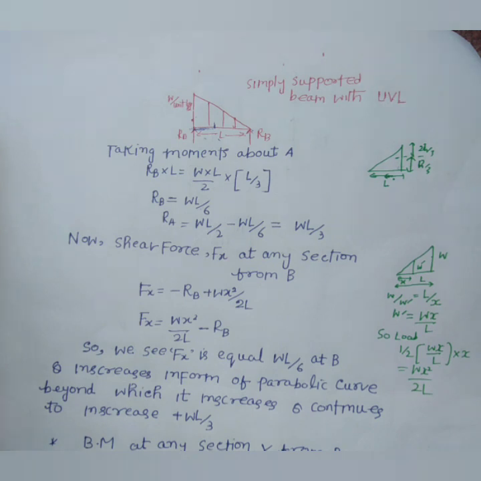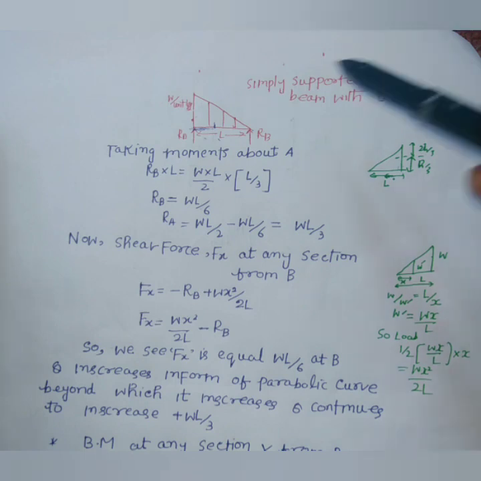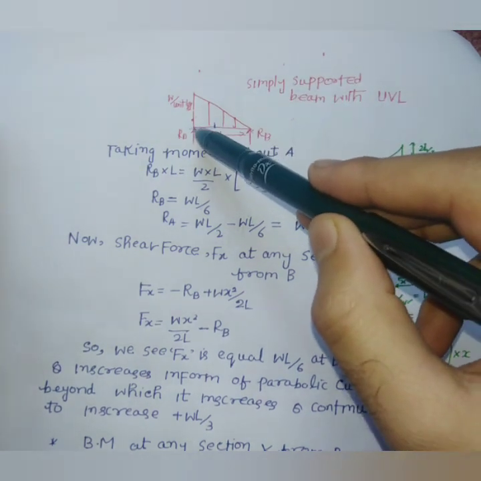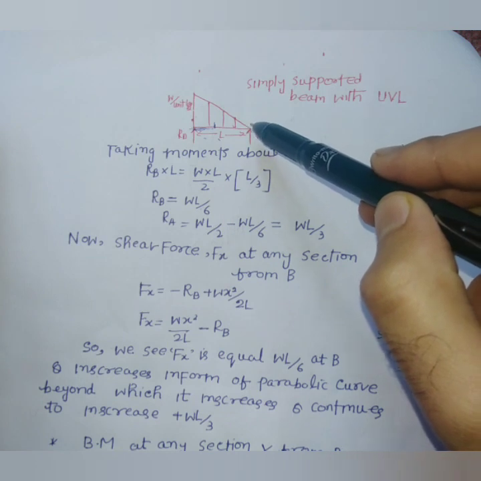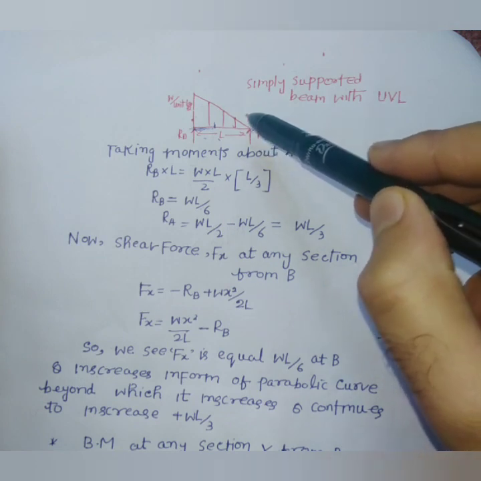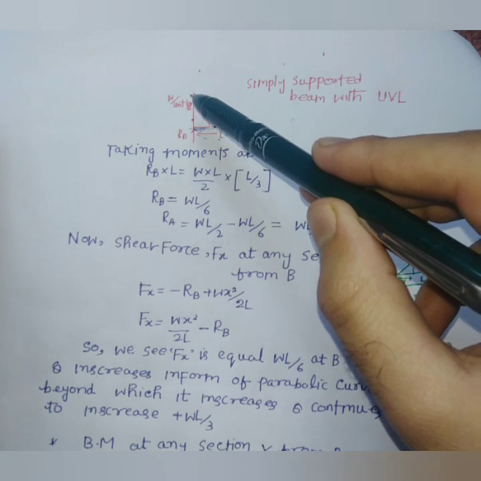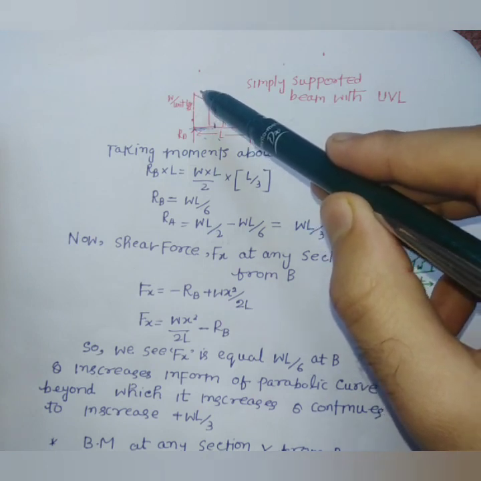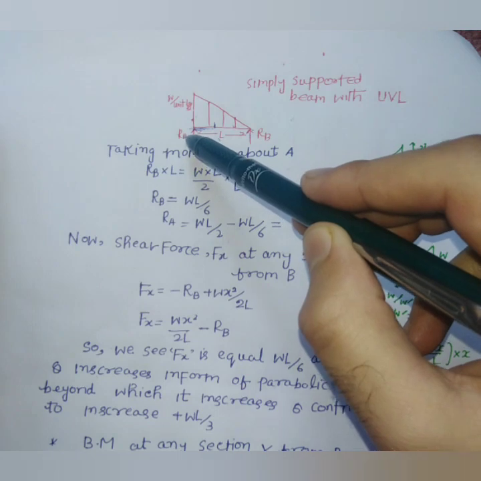So today we are going to discuss simply supported beam with uniformly varying load. The topic is from the strength of materials. As you may be aware about the simply supported beam, a beam which is supported at its two ends and uniformly varying load. The beam is here simply supported and the uniformly varying load is 0 at end B and increases continuously up to W per unit length at end A.